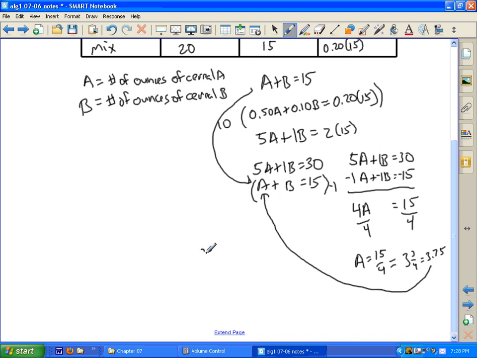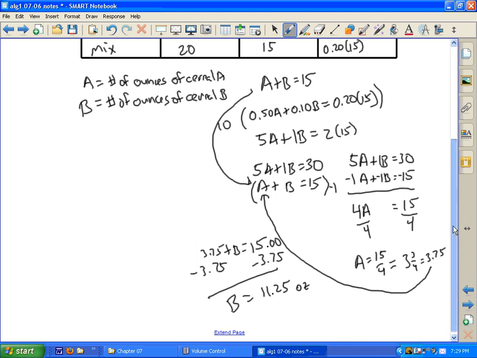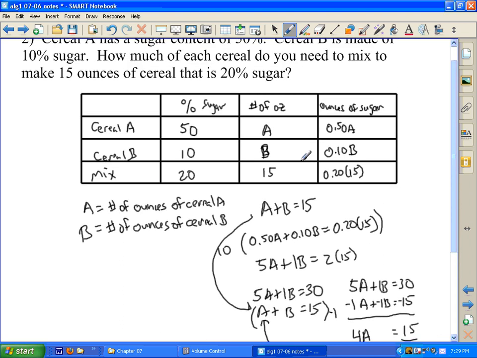So when I do that, 3.75 plus B equals 15. All I need to do now is subtract 3.75 from both sides, and I get my B. So 15 minus 3.75, I could add a couple of zeros there. If you think of like $15 minus $3.75, you should figure out that you're going to get $11.25. So that is the number of ounces of cereal B that we need to mix with the number of ounces of cereal A to end up with 15 ounces of new mix, which is 20% sugar.